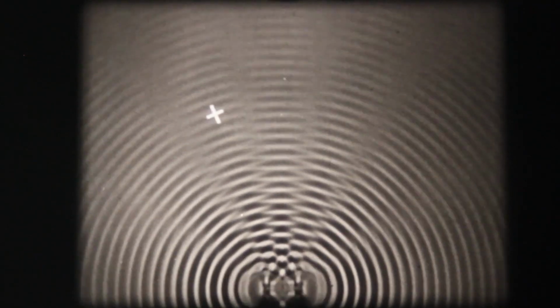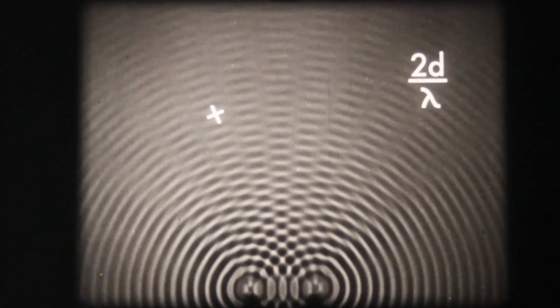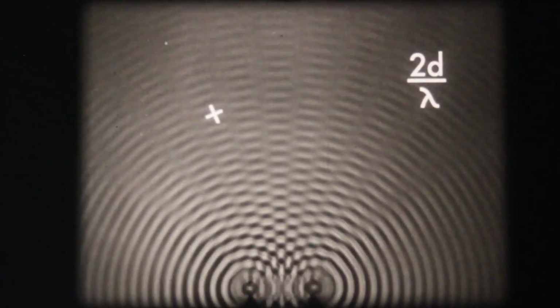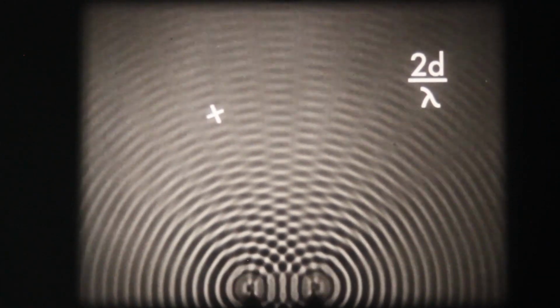Without changing the wavelength, we double the separation. The mark now lies on the second maximum instead of the first. The ratio of separation to wavelength is twice what it was before. There are more maxima and minima than before.